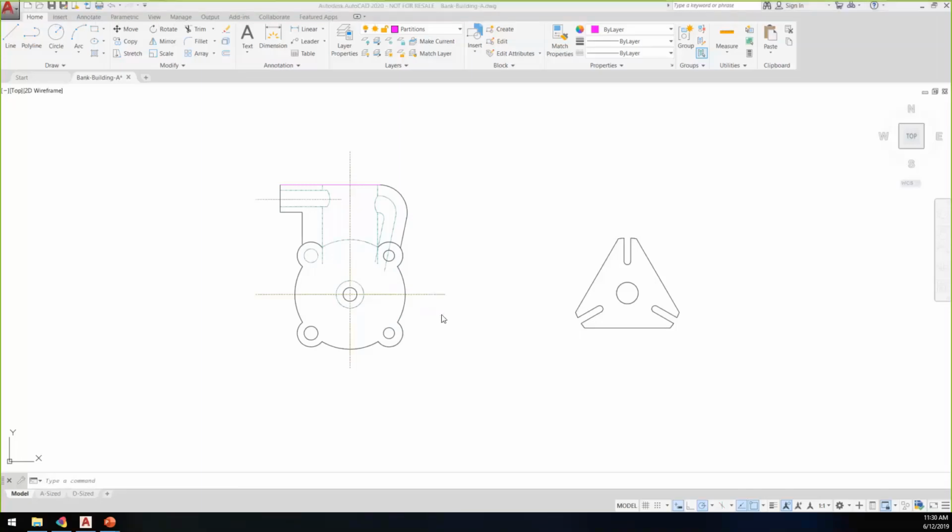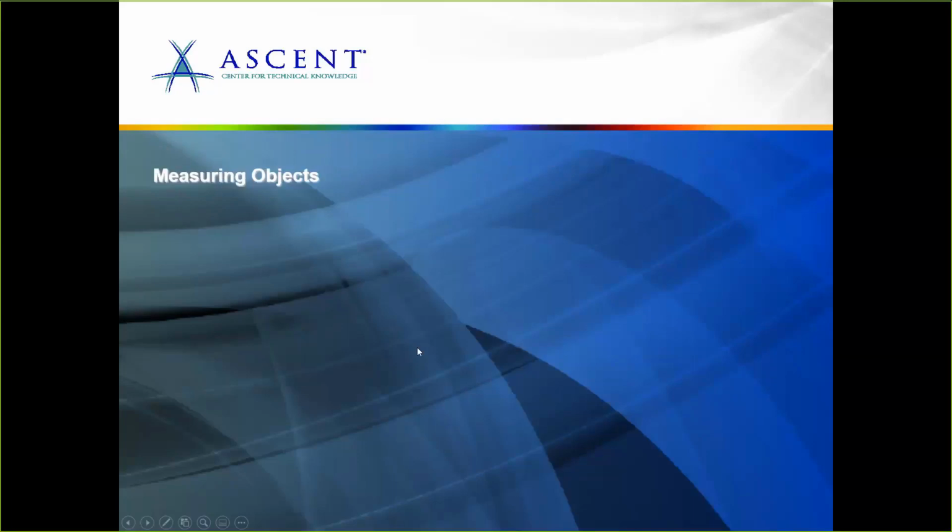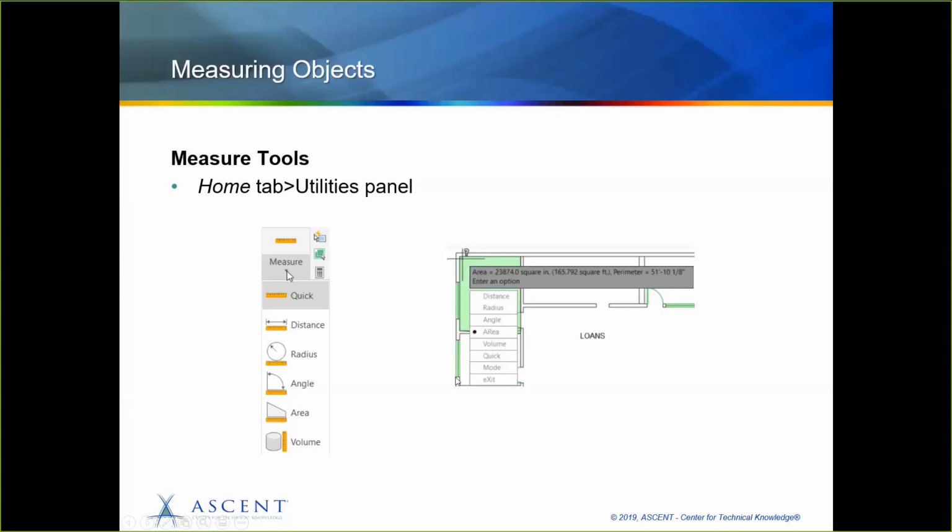And let me go back into my presentation slide. This is done. So now let's start with the presentation for measuring objects. What measuring objects means is that we get geometric information.